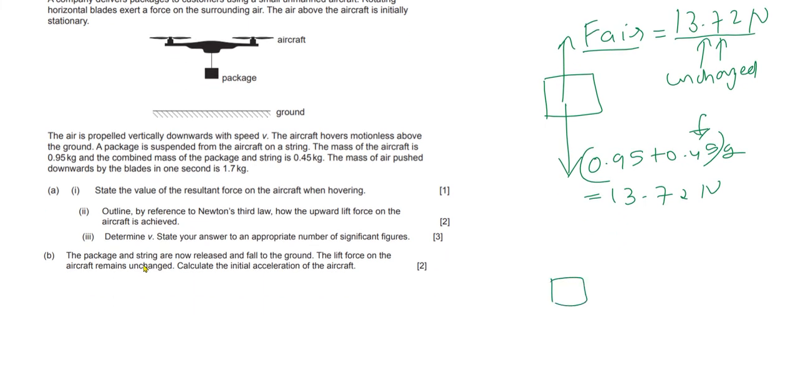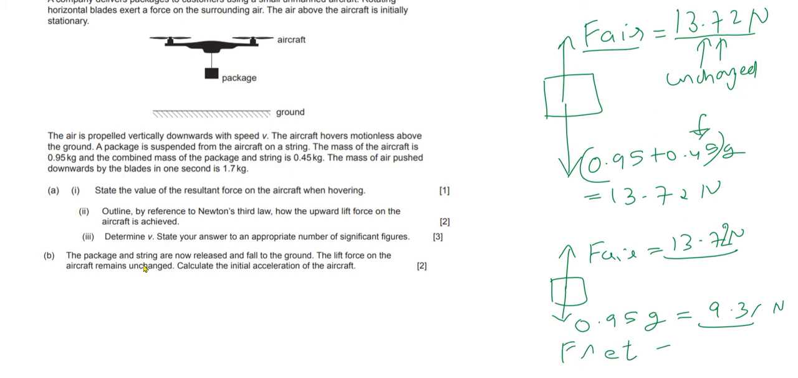So in my new free body diagram, the upward lift force remains the same, which is 13.72. Now the only weight will be the weight of the aircraft only, which is 0.95 into g. Now this is because the string and package are now no longer connected to the aircraft, isn't it? So tell me what is 0.95 g if g is 9.8. So that should be 9.31. Okay. So now you have 13.72 newtons upwards and 9.31 downwards. Tell me what will be the value of net force. That should be 4.4.